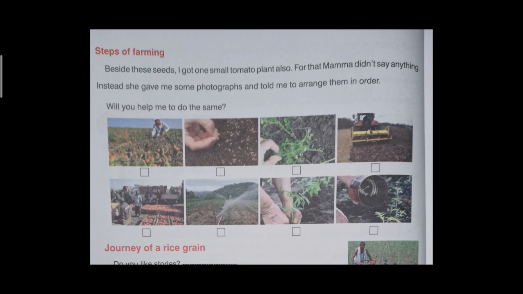The next one, replanting. All the plants may be crowded, so they are replanting the sapling. The last picture says manuring the plants. We will be giving some manures which is good for the growth of the plants. So can you order these pictures? And we can discuss in the live class.